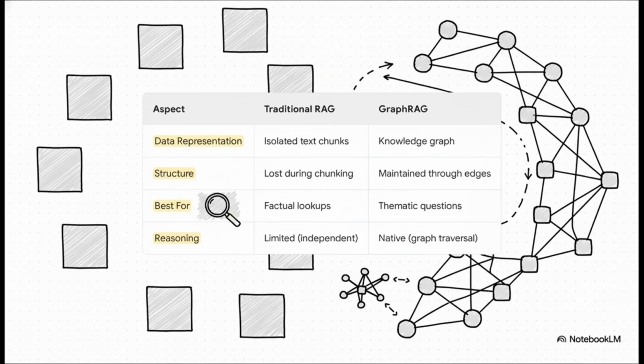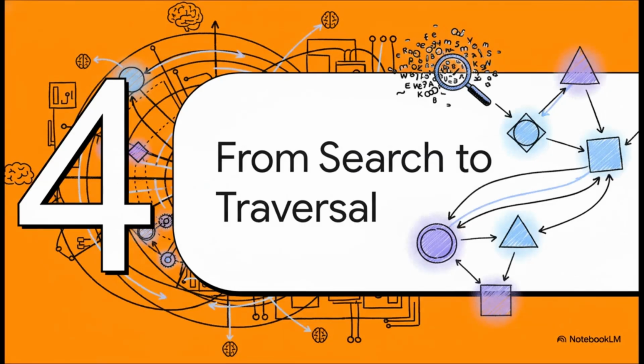This is a huge deal because it means that precious structure is preserved, not lost. And crucially, reasoning becomes native to the system. The AI can literally follow the connections, making it perfect for those big, complex, thematic questions. This shift completely redefines the act of retrieval. We're not just searching for words that sound similar anymore. Now we are traversing a web of actual logical connections.